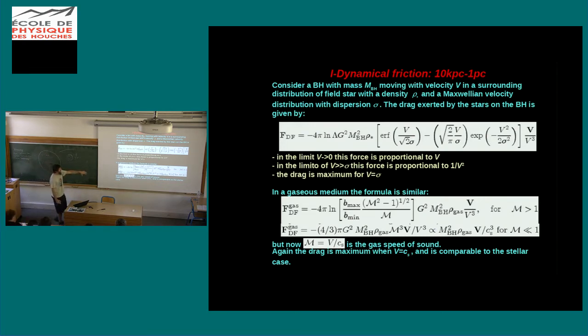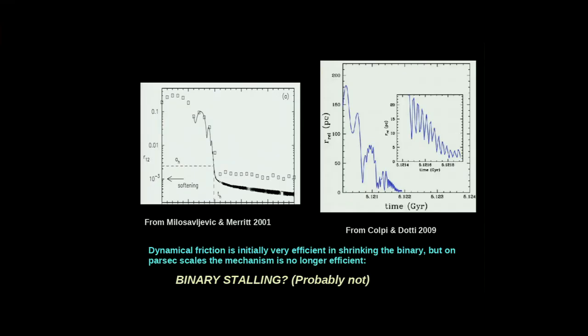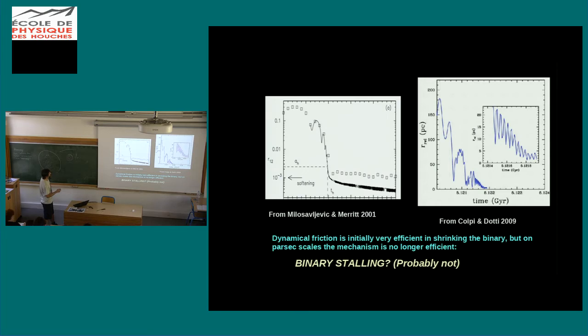Now, this works also with gas. It's a bit different. It depends on the density of gas and on the Mach number, but the scalings are exactly the same. So whether you have gas or stars, you bring the two black holes to the center because of dynamical friction. And these are simulations that show so. This is an N-body simulation, so you are simulating interaction with stars, and you see dynamical friction bringing the two things together up to the softening limit of your simulation. And this is another simulation in a gaseous remnant, and you see the separation of the binary going down because of dynamical friction.